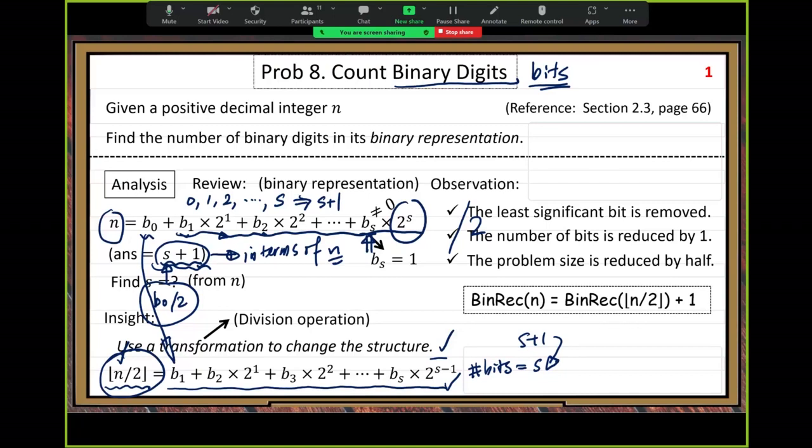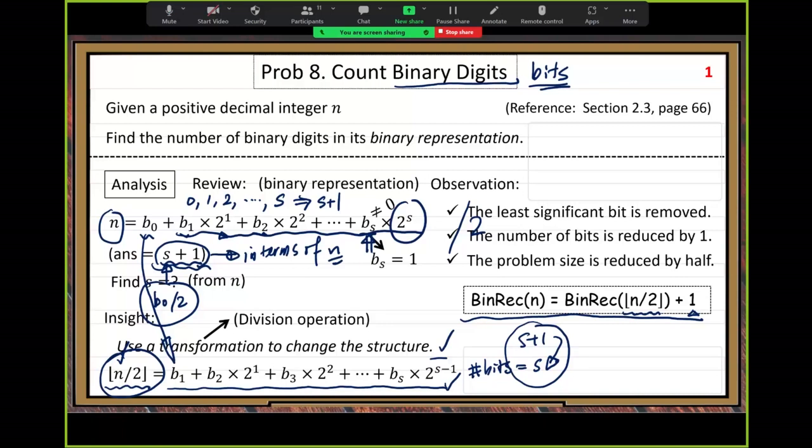So as a result, we get a recurrence relation. If we use binRec, the binary representation recursive function, binRec of n equals binRec of floor of n over 2, plus 1. Because the difference between these two problems is 1. So we get this recurrence relation.